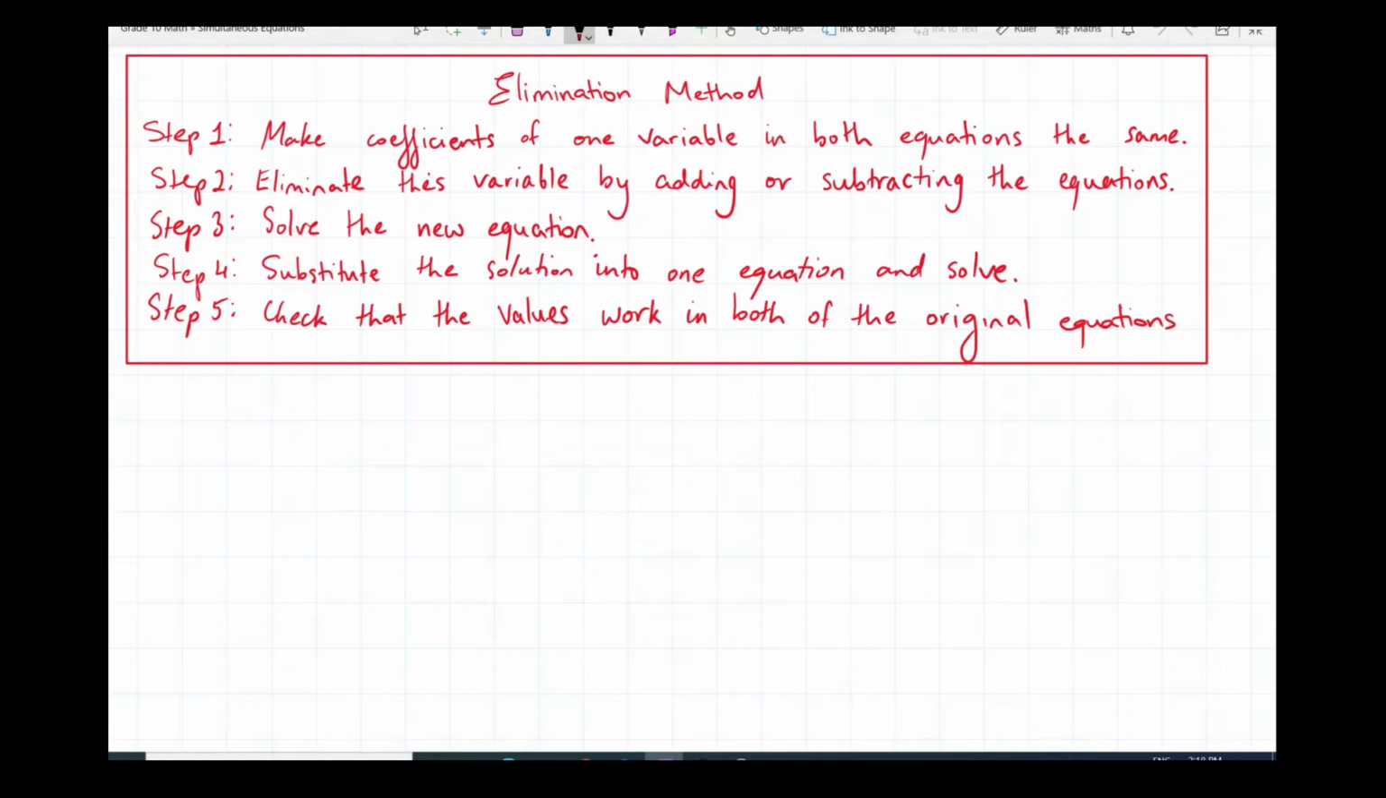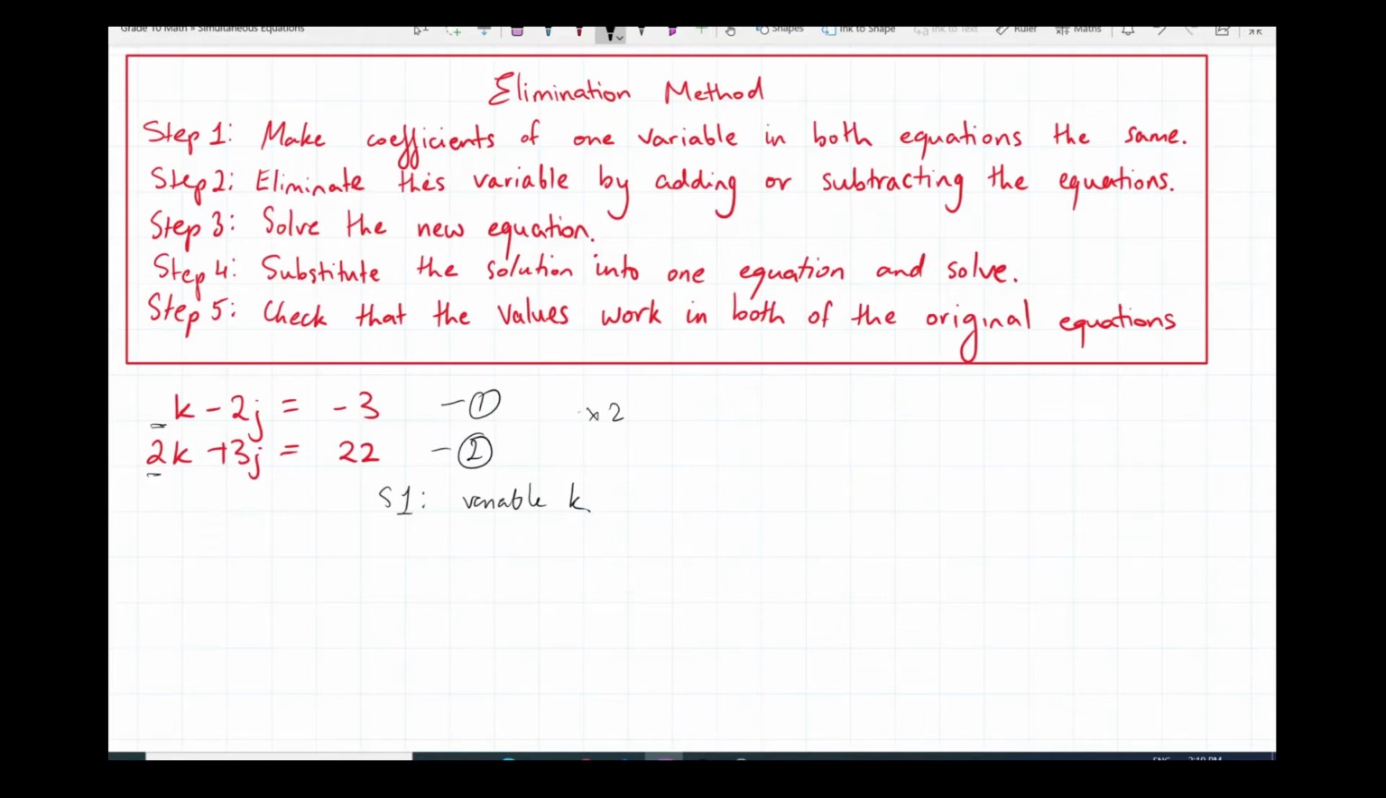Let's look at an example. Okay, let's call this equation 1, call this equation 2. Step 1 is make coefficients of one variable in both equations the same. So for step 1, let's choose variable k. So in equation 1, the number before k is 1 and the coefficient here is 2. So in order to make them the same, we can times equation 1 by 2.